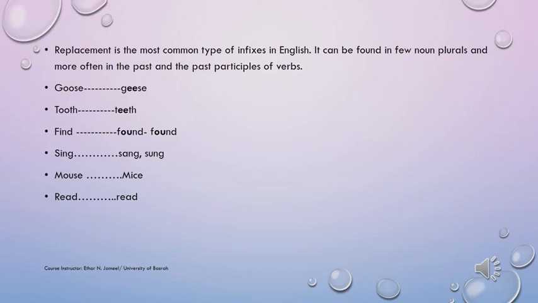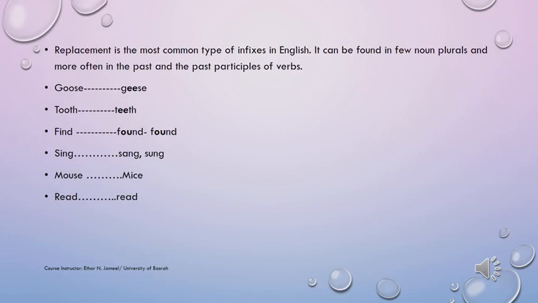The last example is read. To make read past and past participle, we do not add ed. We do not say readed because it is an irregular verb. All we have to do is to pronounce it differently. The spelling is going to be the same, but the pronunciation is different. So, read in the present simple, read and read in the past and past participle.